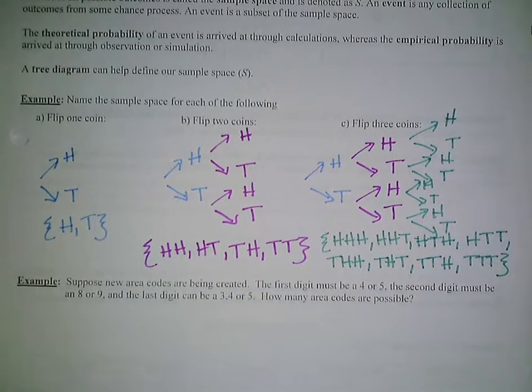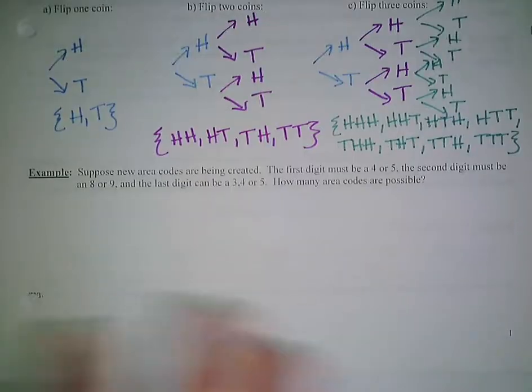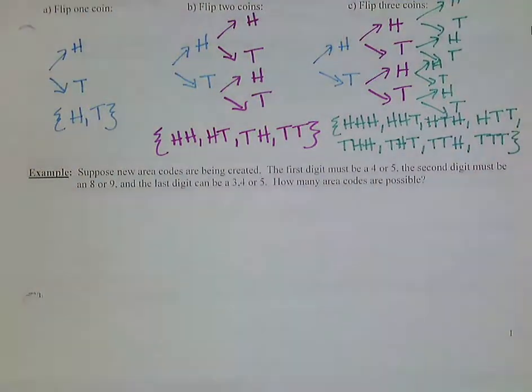Okay, so let's take a look at the next example. We're going to make a tree diagram for this one as well. It says that suppose a new area code is being created. The first digit must be either a 4 or a 5. The second digit must be an 8 or a 9. And the last digit could be either a 3, a 4, or a 5. How many area codes are possible?